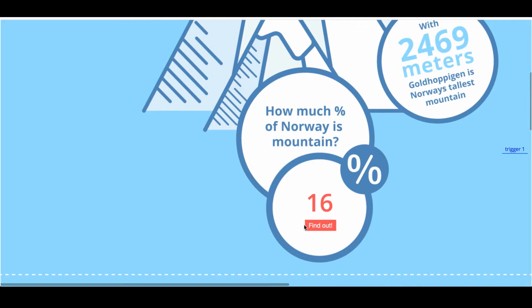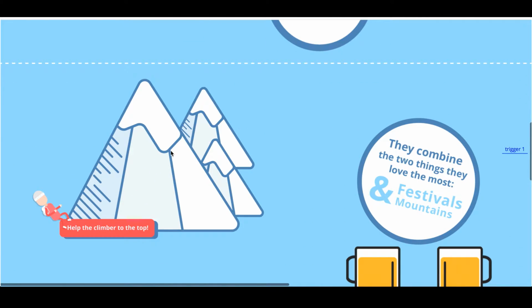Here we see a count up animation. And if we scroll down, we see this climber. He needs the help of the user to get to the top. So you can click on it and get it here. When it's in the right area, you see a white border, so you know it's on the right position, and you can drop it. If you drop it here, it will go back to the starting position.